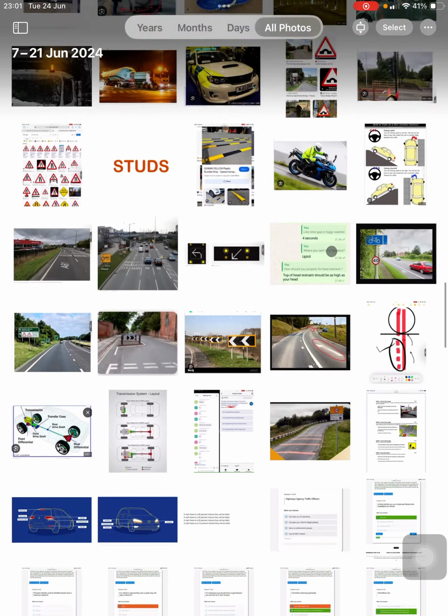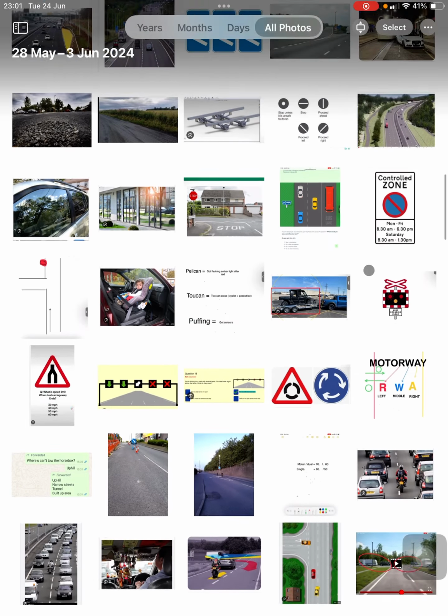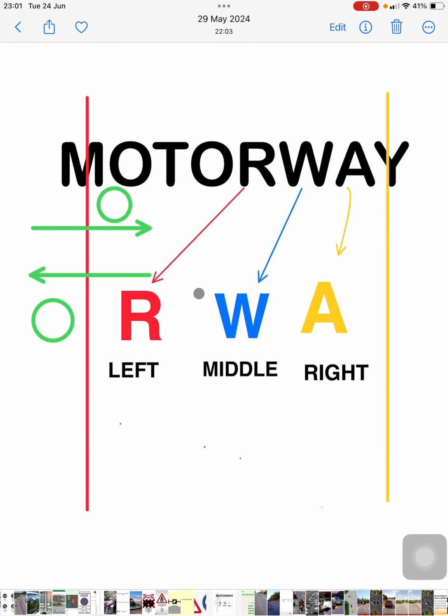Or the motorway one. This one. That's the RWA rule.